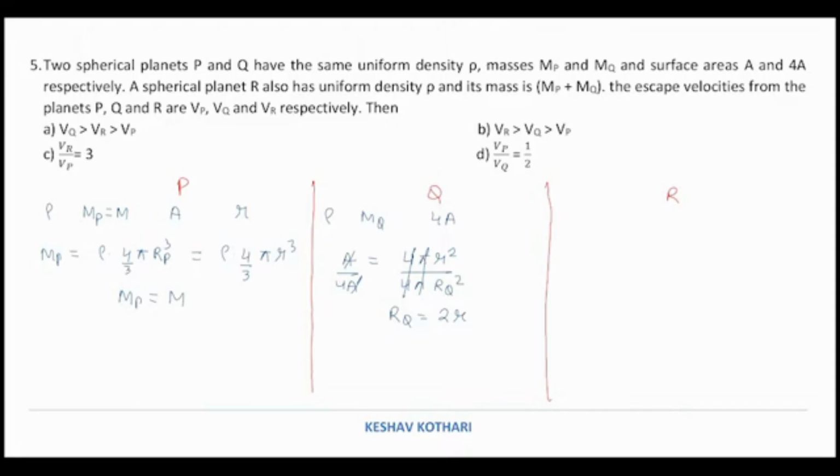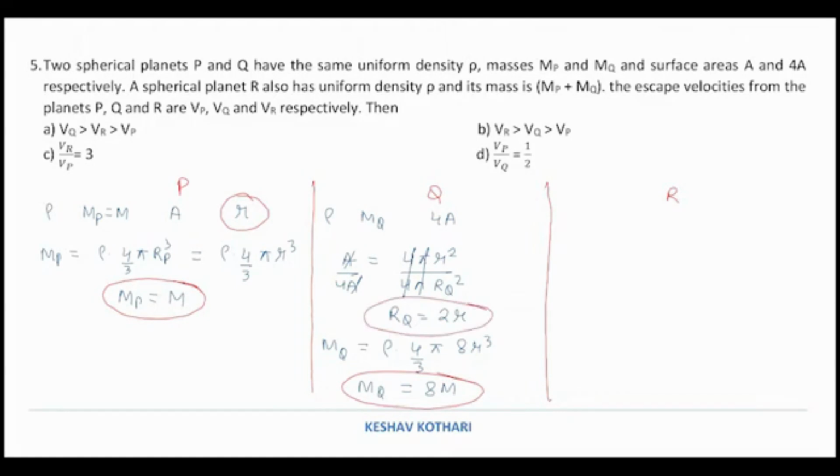And if we calculate the mass, I can write that mass of Q is equal to rho into 4 by 3 pi radius cube. So it will become 8 r cube. So we can write that the mass of Q is equal to 8 times of m. So the notable facts which we will be using over and over again are: mass m for P, radius r, and for Q the mass is 8m, the radius is 2r.